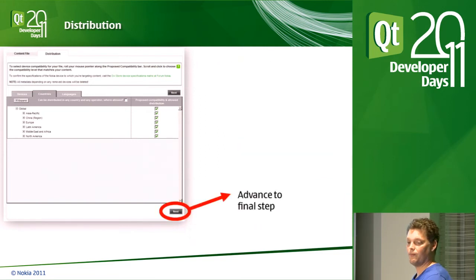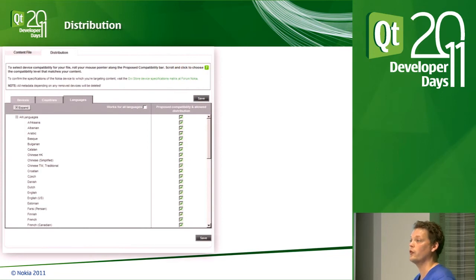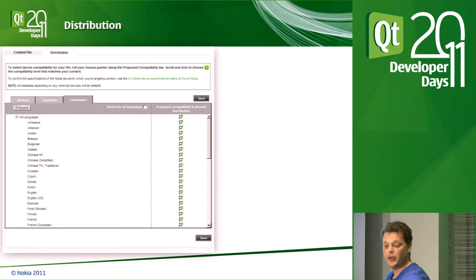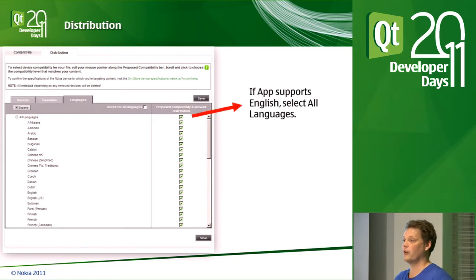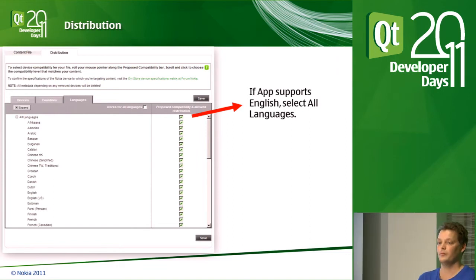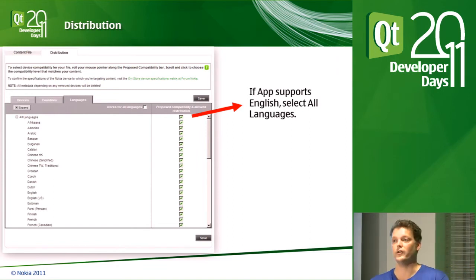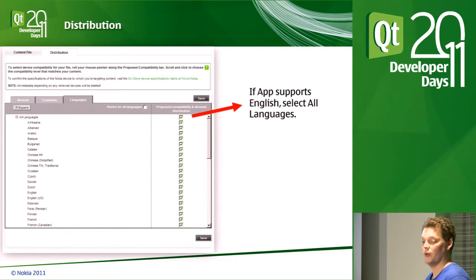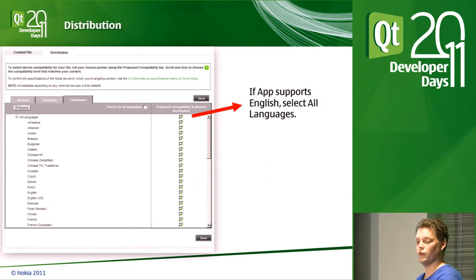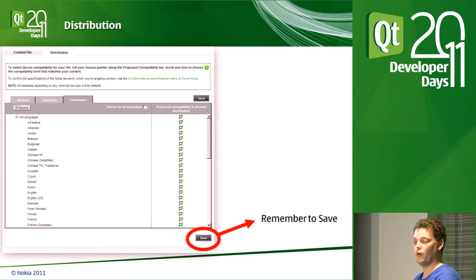So once you're happy with that, hit next, and you will get to the last step, which is telling the store what languages your application supports. Fortunately, if your app supports English, you can just select all languages, which means your app will be allowed to get delivered to any device that has any language setting on it. However, if your app doesn't support English, you will have to go through and hand select the languages your application supports.